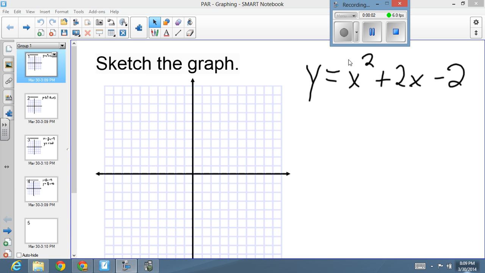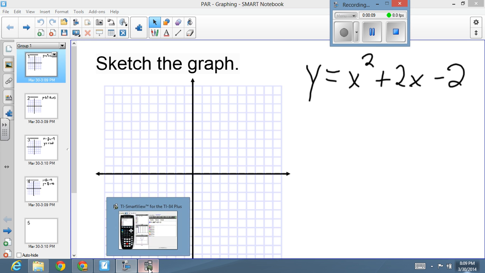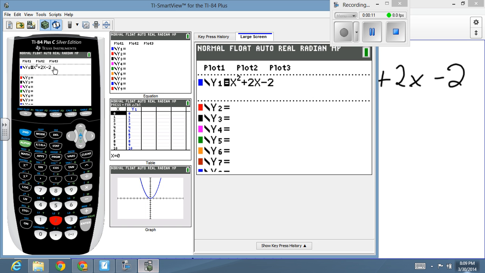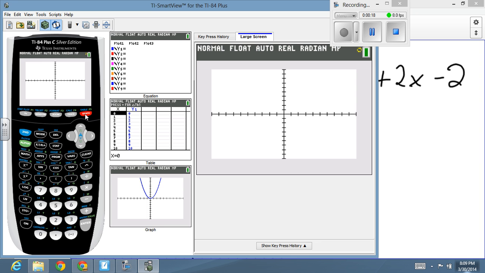Okay, so if the directions just say to sketch a graph, don't make it harder than it is. Grab your graphing calculator, go ahead and put the equation into your y equals. Take a quick look at the graph just to get an idea for what it's going to look like. In this case, we have a parabola, which we should because it is a quadratic, meaning that the lead exponent is a squared. But you can't just randomly draw that, okay?